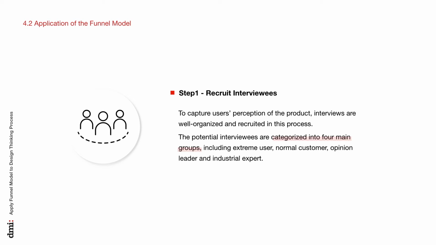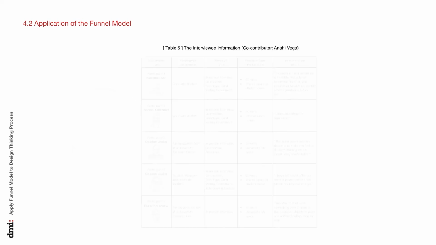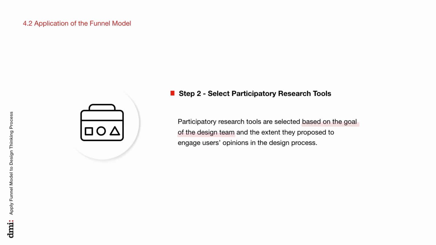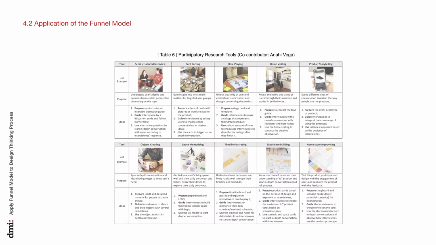Step 1, recruit interviewees. We invited 5 user groups, ranging from experts to extreme users to people who have never used the product before. You can see in this table, for example, participant 3, the opinion leader, is the one who regularly uses the existing product in the market. After interview recruiting, we go to step 2, select participatory research tools.